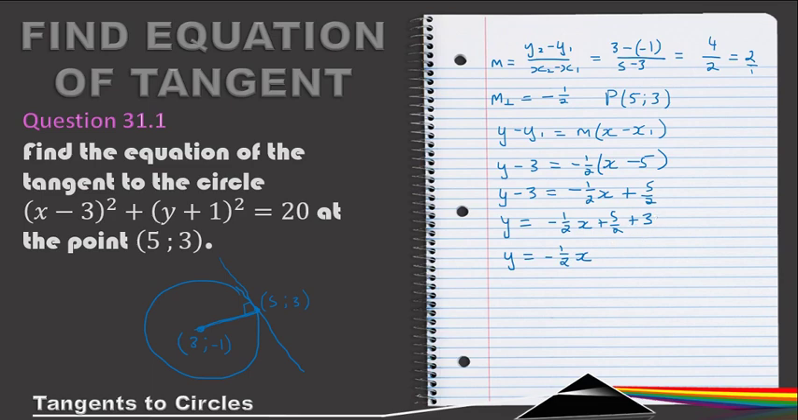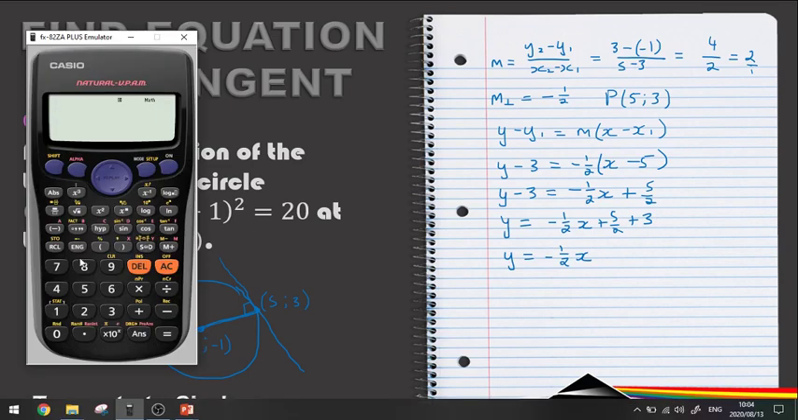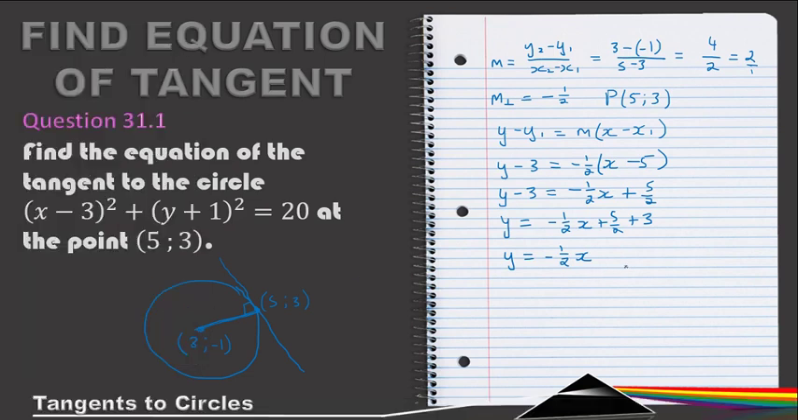Then to simplify that final step, let's just put that on the calculator. We have 5 over 2 plus 3, which gives us 11 over 2. And there we have it.